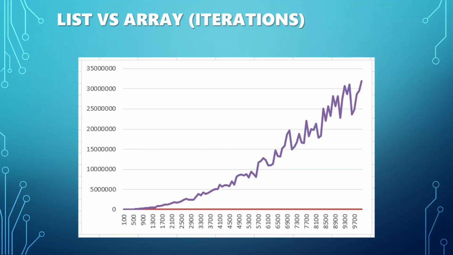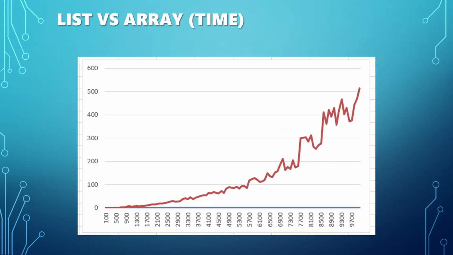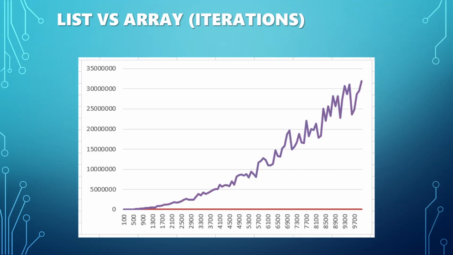This one. This graphic shows us the iterations dependence of two different implementations, list and array as well. The purple line is list. The red line is array. There we can see that they're pretty much the same, but this information is much better, much more objective.